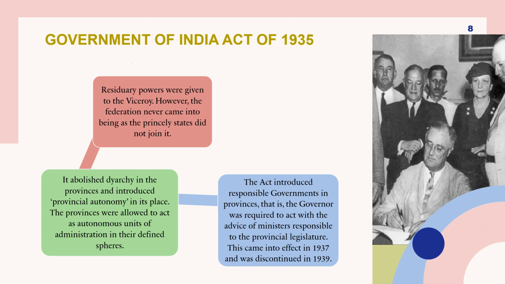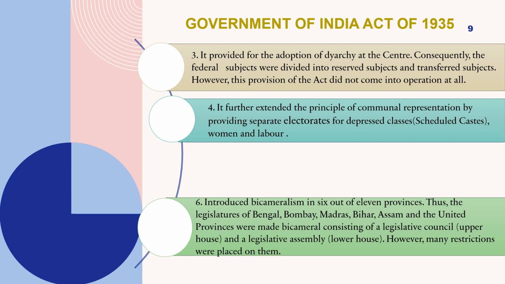This came into effect in 1937 and was discontinued in 1939. Government of India Act of 1935 provided for the adoption of diarchy at center. Consequently, the federal subjects were divided into reserved subjects and transfer subjects. This act extended the principle of communal representation by providing separate electorates for depressed classes, women, and labor.